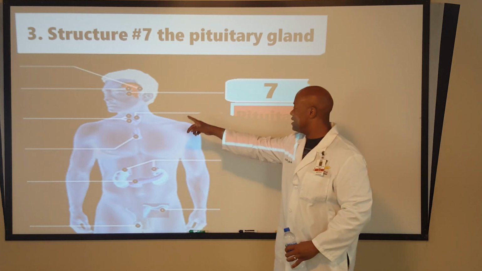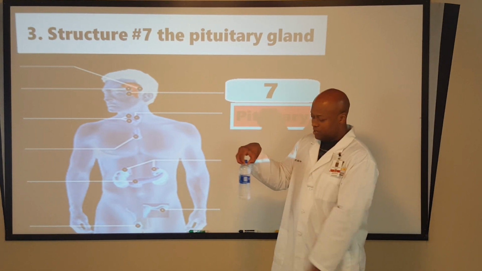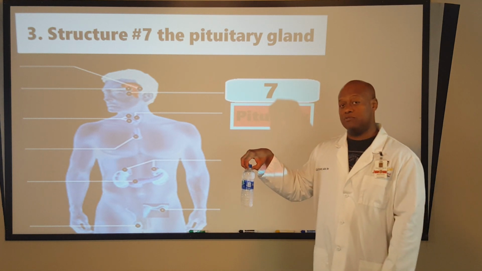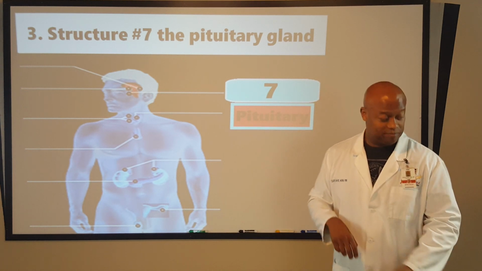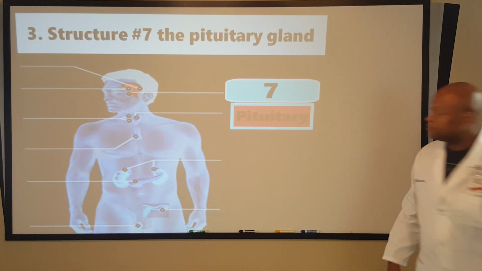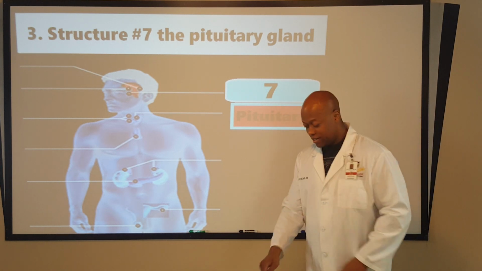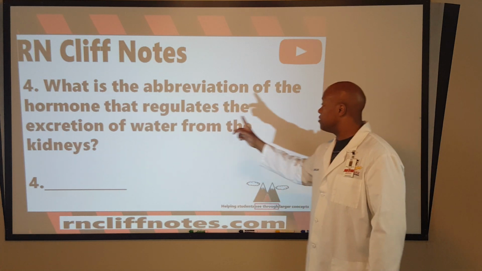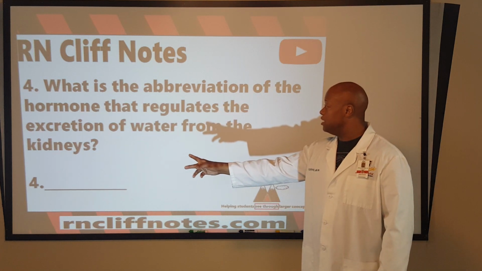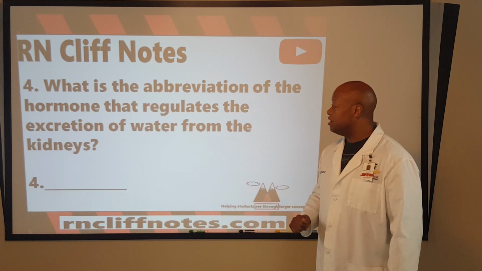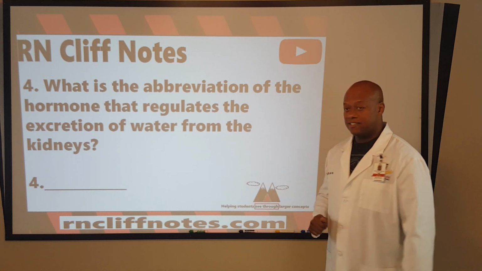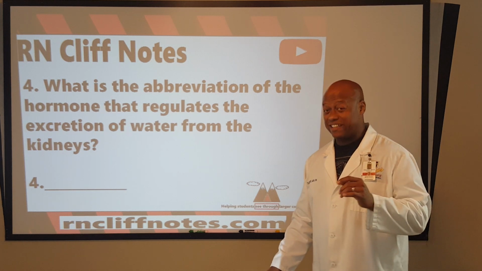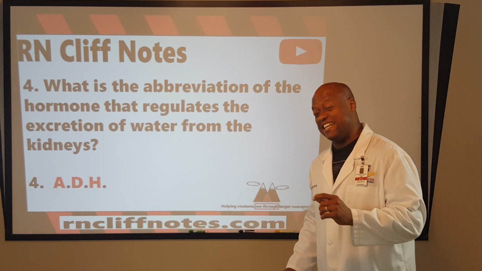And that's what number 7 was pointing at. What's hanging from the little bird's beak inside of the side view of the structures of the brain. Let's set this to the side. Okay. So pituitary. Good. All right, now 4. What is the abbreviation of the hormone that regulates the excretion of water from the kidneys? And you guessed it. That's right. But we want to break that down too while we're getting at it. ADH.